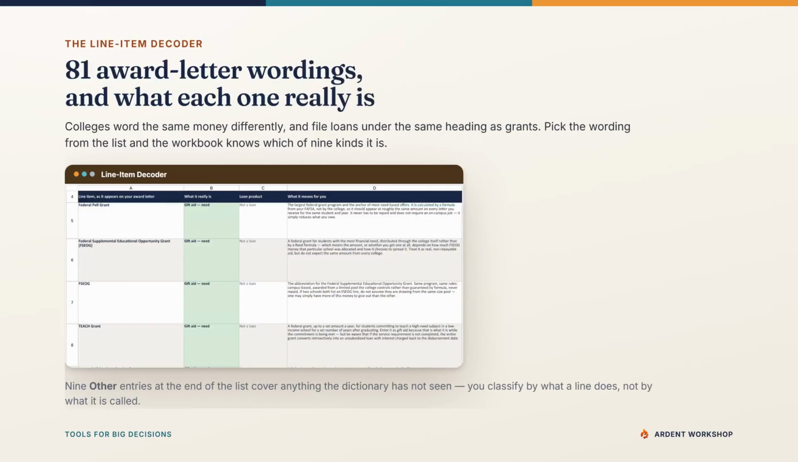81 award letter wordings, each mapped to what the line really is and what it does to what you will pay. You pick the wording from a list rather than judging it yourself. 9 catch-all entries cover anything the dictionary has not seen.